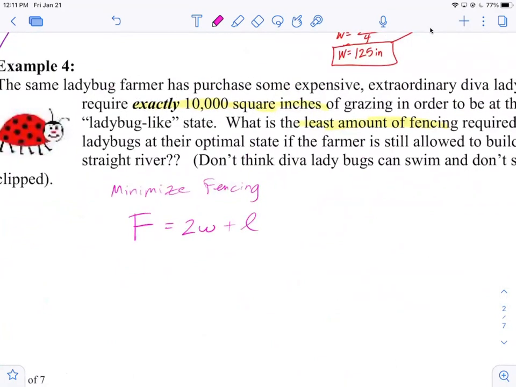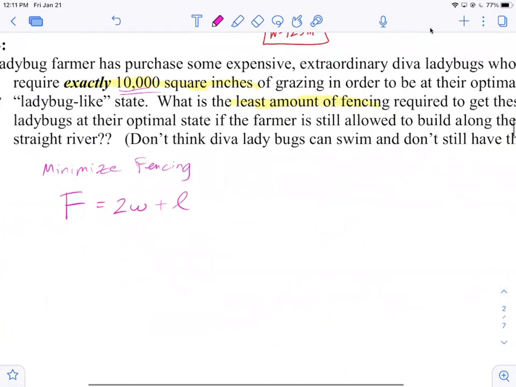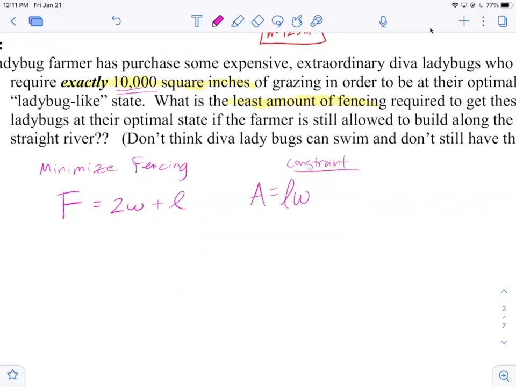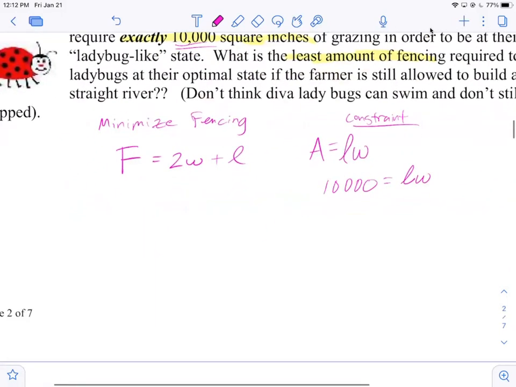The constraint is going to involve a number. I want the area now to be at 10,000 square inches. So you could say the area is length times width. This is our constraint equation or the auxiliary equation or the secondary equation. You could even call it A if you want. A equals length times width, but we know that that is going to equal 10,000. So you really don't even need to call it A. What we want to do is write it in terms of the number, okay?